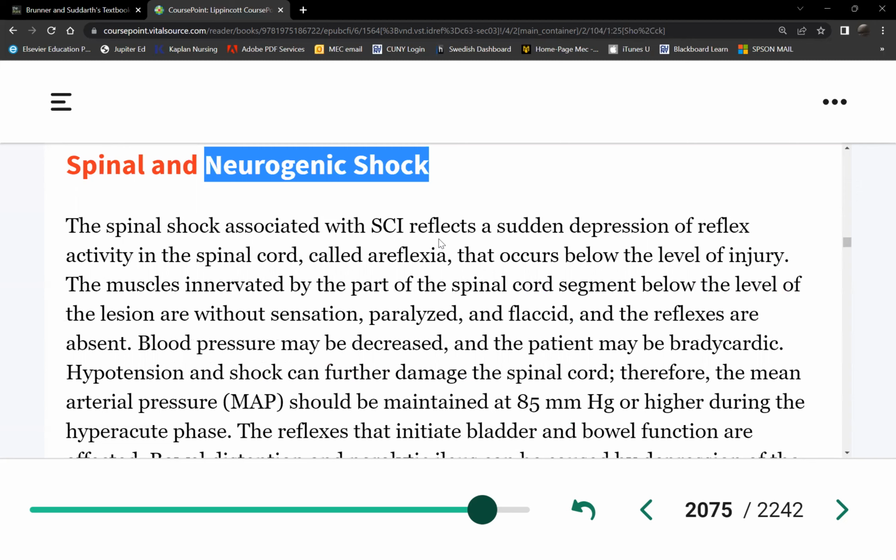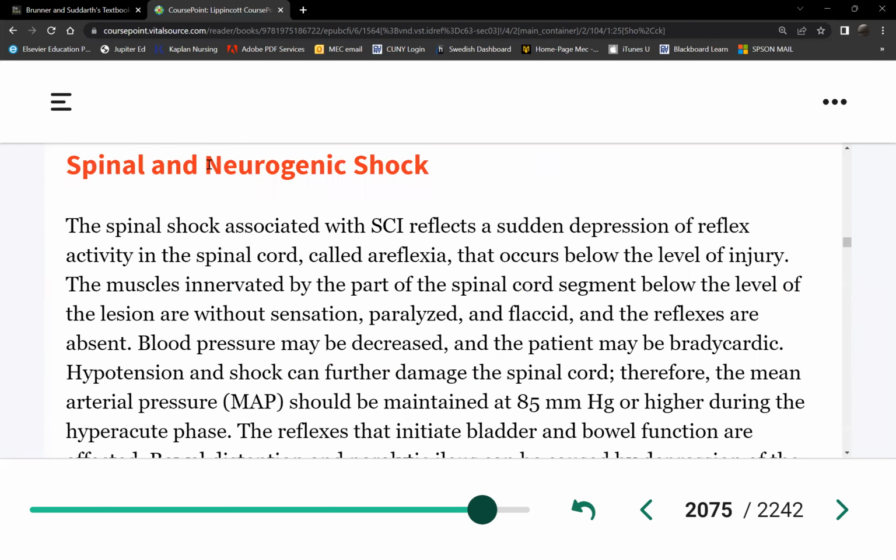Because this is a type of distributive shock, right? So this is along the same lines as septic and anaphylactic shock. So there's vasodilation here because of loss of sympathetic tone. So instead, we have parasympathetic, which explains why there's bradycardia and vasodilation. So we discussed that. Let's talk about spinal shock.